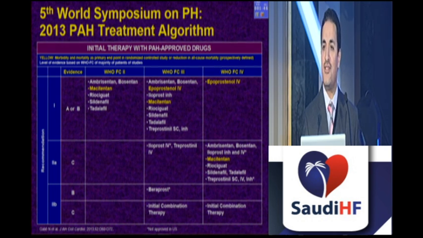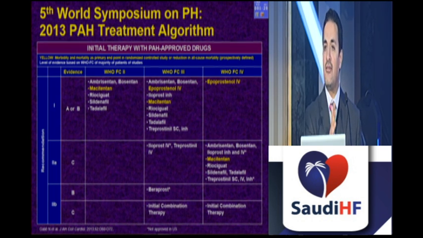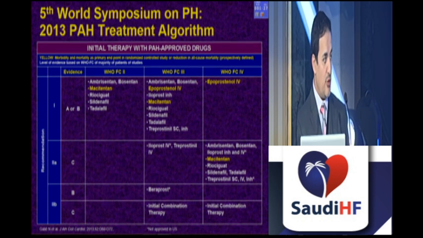Epoprostenol, of course, is the only medication that showed clear survival benefit in pulmonary arterial hypertension in randomized clinical trials. And of course, all of the other medications looked at 6-minute walk test, functional improvement, symptom improvement, and looked at clinical worsening as a secondary endpoint.